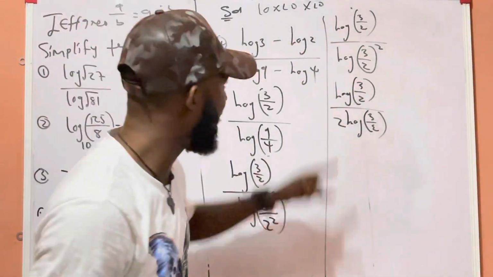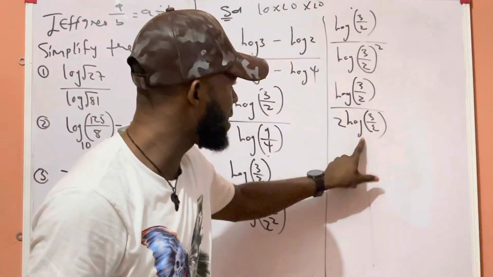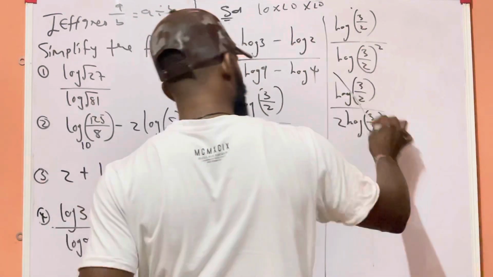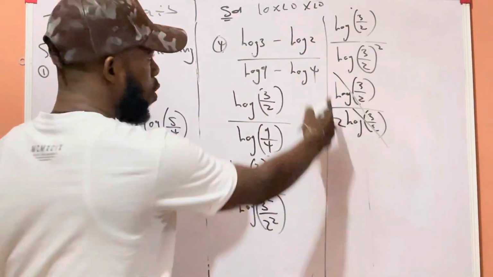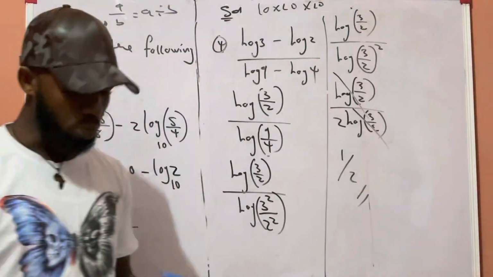Now you notice that my number here is 3 over 2, my number here is 3 over 2. My base is 10, my base is 10. So what happens, class? They cancel out. Now when they cancel out, what will remain on top? 1. And what do we have down? 2. And our answer becomes what? 1 over 2.